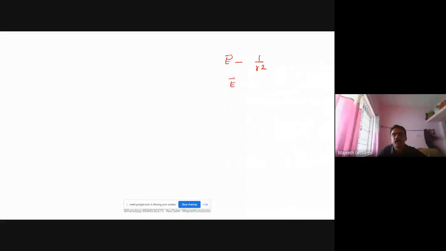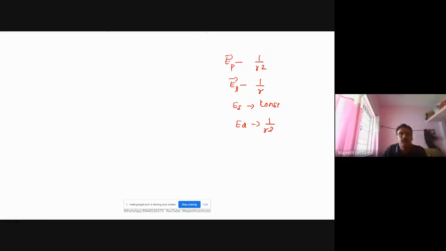See, electric field due to point charge varies as a function of 1 by R square. Electric field due to line charge varies as a function of 1 by R. Electric field due to surface charge is constant; there is no R factor. Electric field due to dipole varies as 1 by R cube. There is a reason for this.